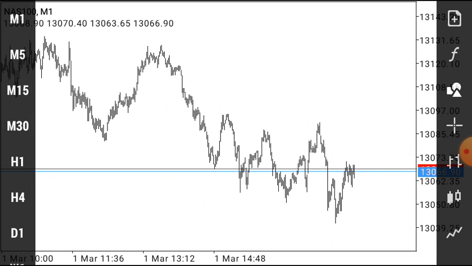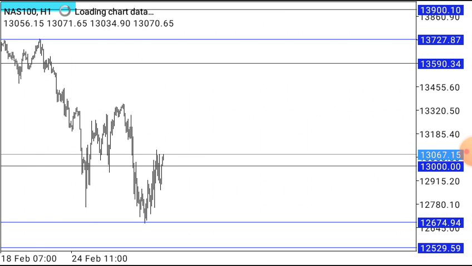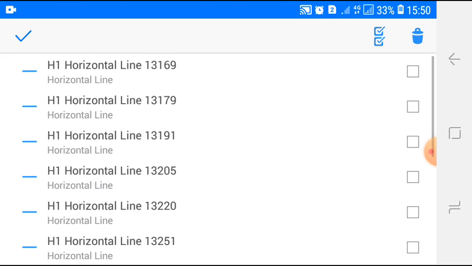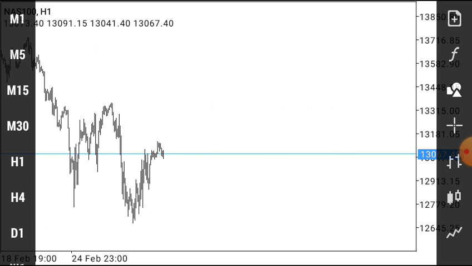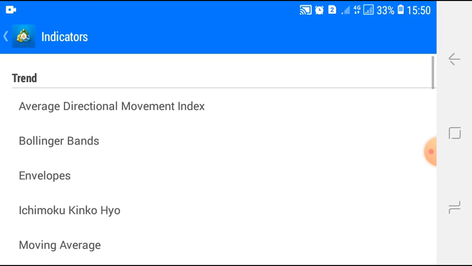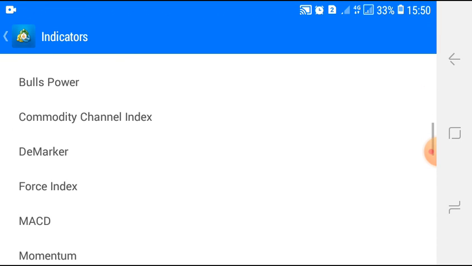First thing I'm going to do is go to the 1 hour time frame, right? I'm just going to clear up all of these things that are here. And the next step I do is click on the F at the top right hand corner, right? And then I'm going to go to the RSI.